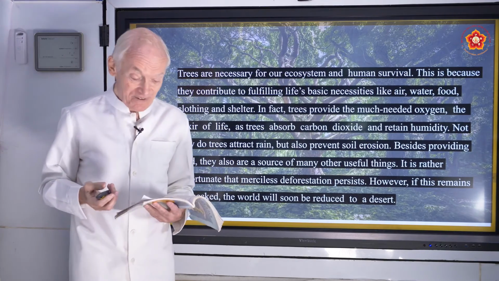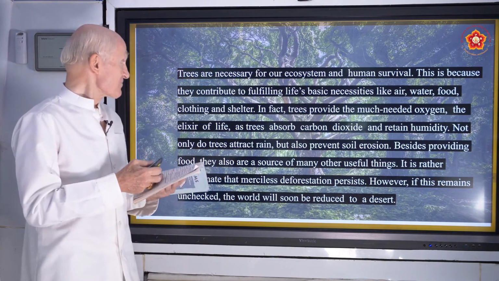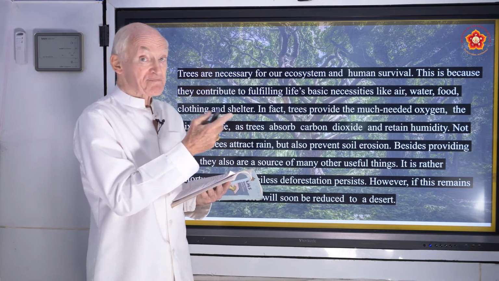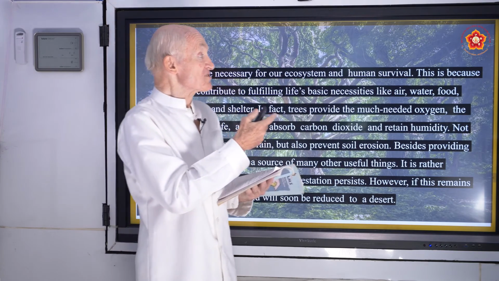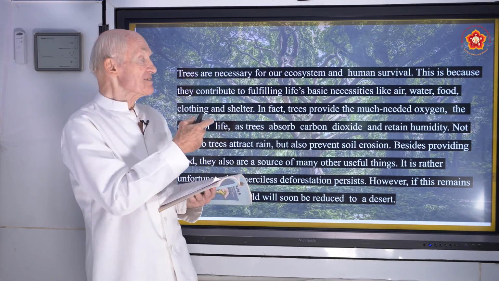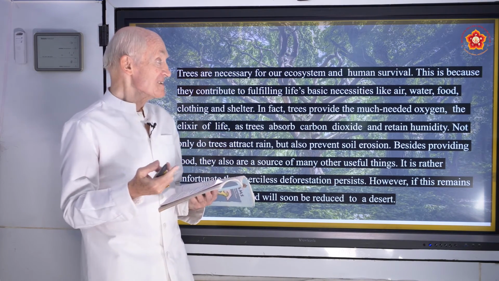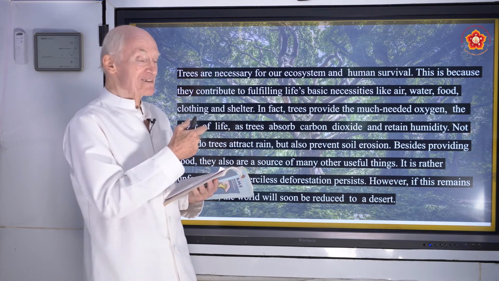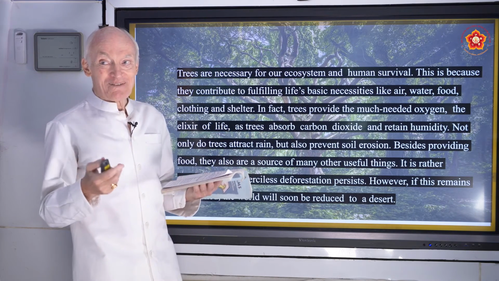I've done it here for you, okay? Let's read together. Trees are necessary for our ecosystem. It's part of the ecosystem and human survival. This is because they contribute to fulfilling life's basic necessities, like air, water, food, clothing, and shelter. We love apples. We love all these fruits.